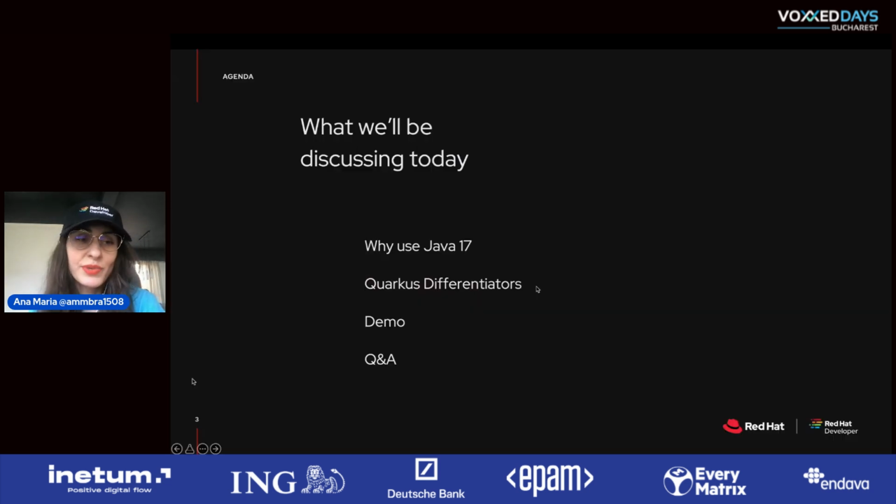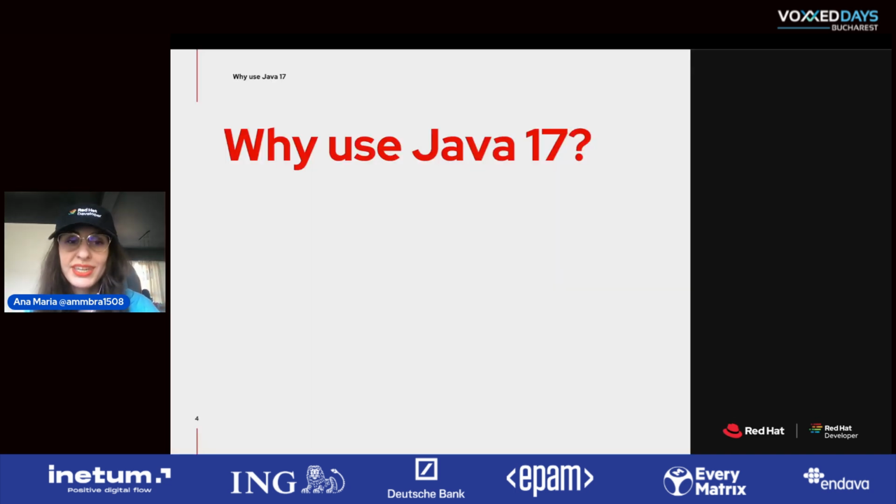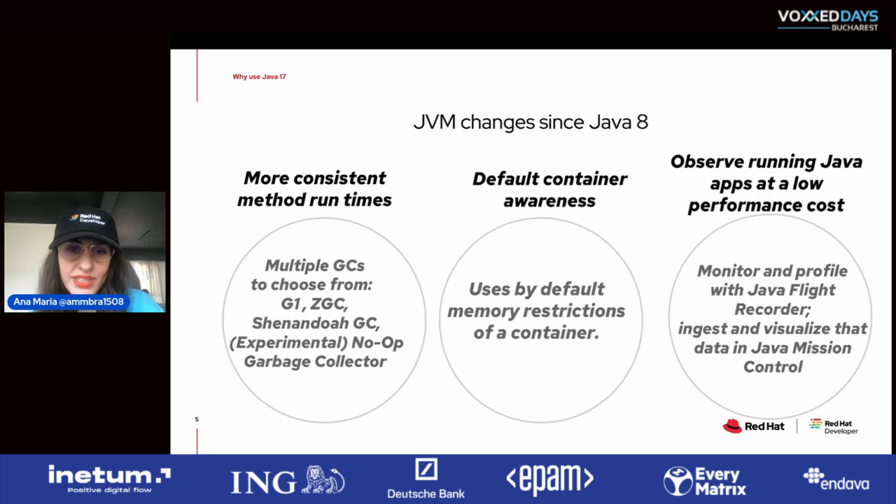What we'll be discussing today is why to use Java, what the Quarkus differentiators are, and of course some demos and some Q&As at the end. If there's any issue, I'll try to adjust my voice and everything down the road while I'm keeping an eye on the chat. So first of all, let's discuss why use Java 17. What are the reasons that should make you think to migrate to Java 17?